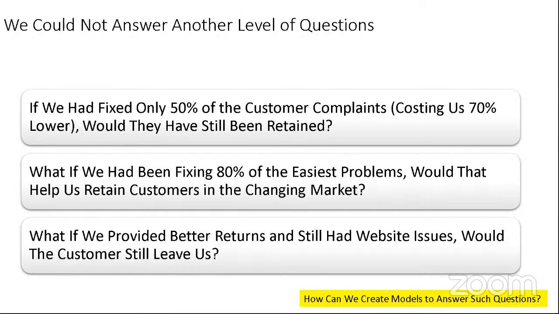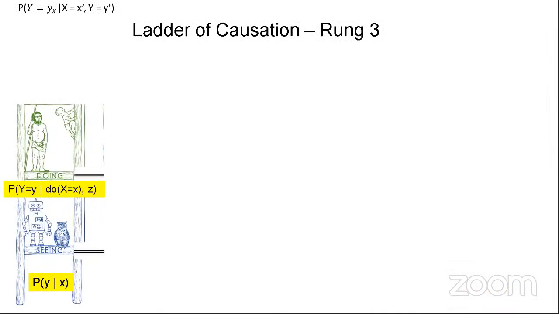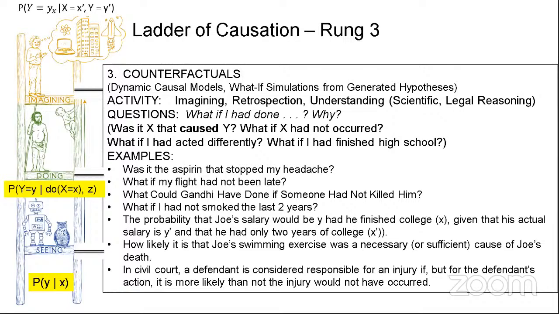Now, how do we create models to answer such questions? That's the third rung of causation. This material is actually taken from Judea Pearl's book, The Book of Why. Very interesting reading. He doesn't give too many ways of creating such models, so I'm going to discuss some of how to create them. I want to be able to answer questions such as: what is the probability that Joe's salary would be Y had he finished college, given that his actual salary is Y and he had only 2 years of college?